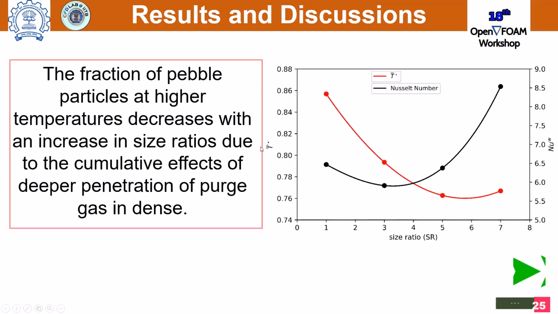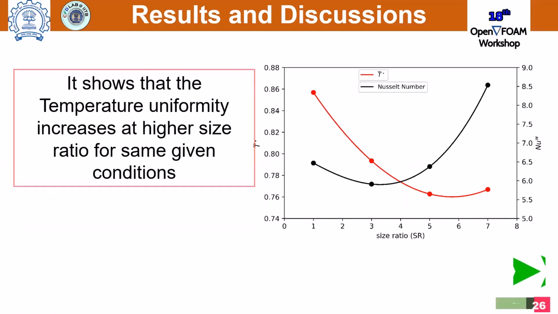So we can see from the T star that the fraction of pebble particles at higher temperature decreases with the increase in the size ratio, which is because of the cumulative effects of the deeper penetration, because at higher size ratio, the particle is densely packed. And this T star is also representing the uniformity. So as the T star is decreasing, it means that uniformity is higher at the same given condition for the higher size ratio packed bed.